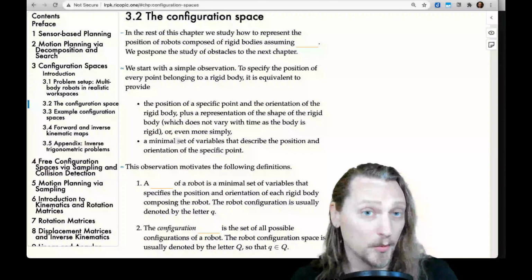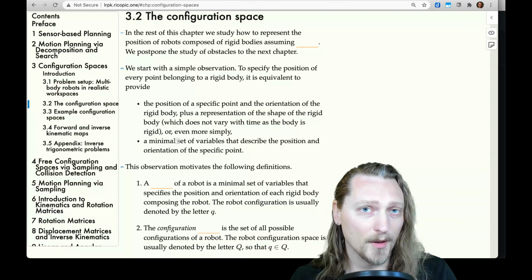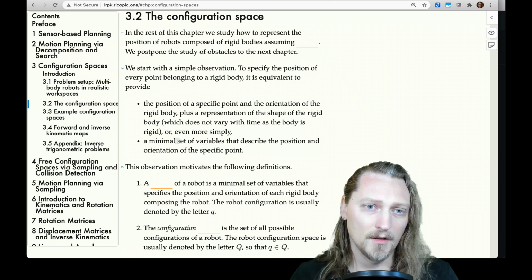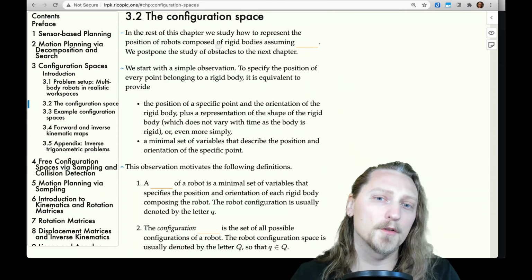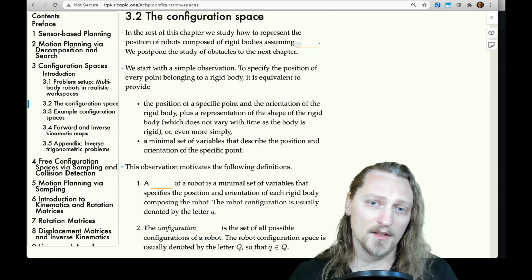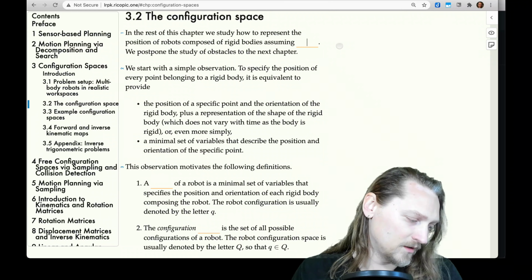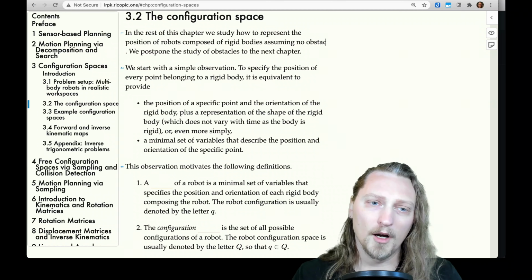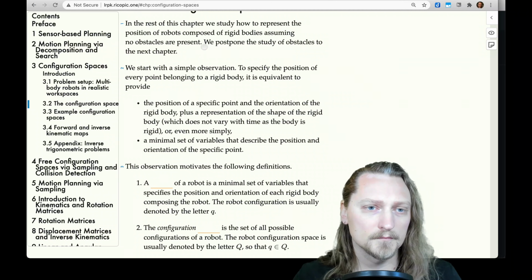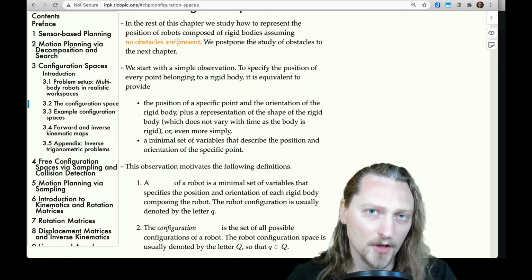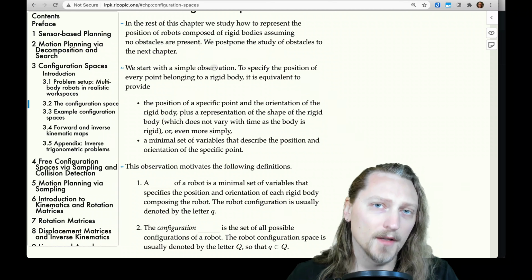All right, section 3.2, the configuration space, part of the configuration spaces chapter. In the rest of this chapter, we study how to represent the position of robots composed of rigid bodies, assuming no obstacles are present. We postpone the study of obstacles to the next chapter, chapter 4. We start with a simple observation.